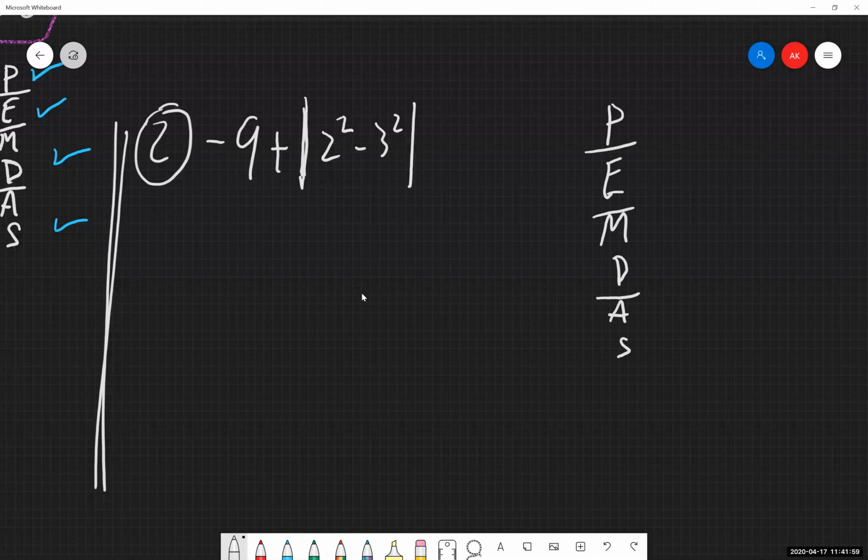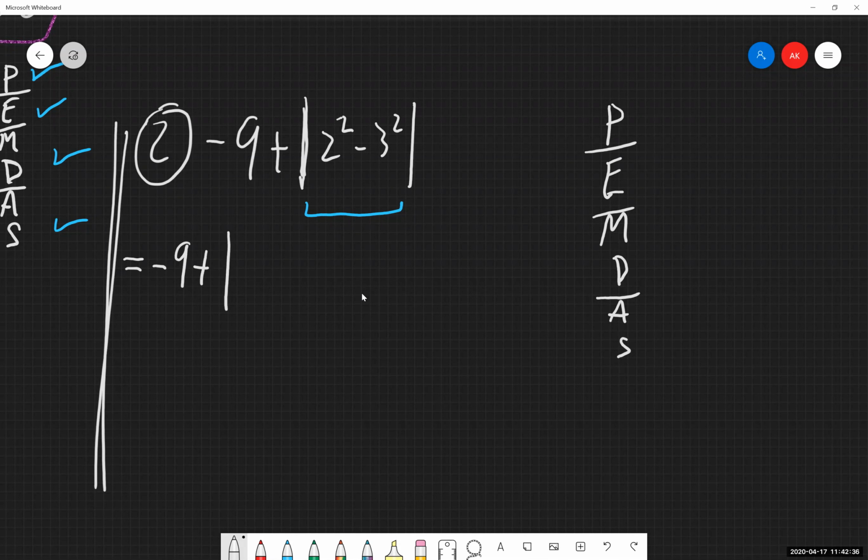Okay. So again, first things first, parentheses. And we treat the absolute value sign as though it were a set of parentheses. So when we have a set of parentheses, we go inside those first, and we restart PEMDAS all over again. So looking inside the set of parentheses, or the absolute value sign, I have 2 squared minus 3 squared, which means I have exponents going on. So I need to work with those exponents first.